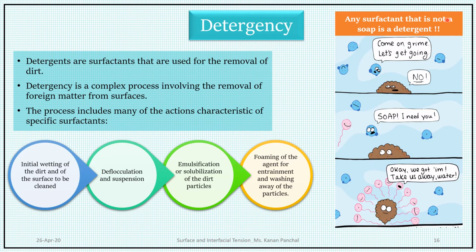Now, any surfactant that is not a soap is a detergent. That is, soap and detergents are not the same. Soaps are fatty acid salts and usually have a carboxylate group at the end. That is, they are anionic in nature. They are usually salts of sodium and potassium, and they have a long hydrocarbon chain. Okay. So any surfactant not qualifying as a soap is a detergent.